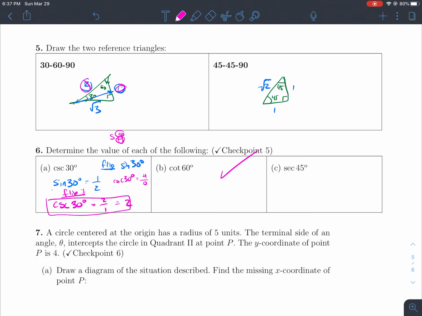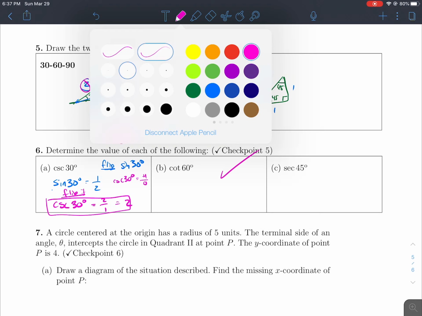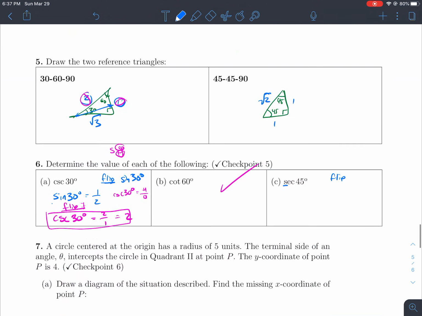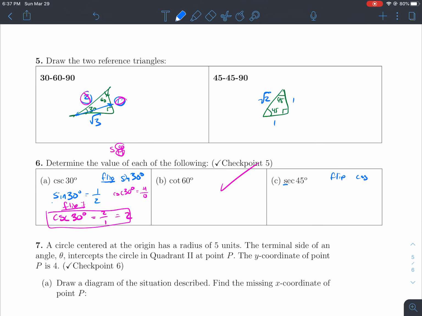Let's skip this one and you can do that. For secant of 45, secant is the flip, and you can keep looking these up back here. Secant is the flip of cosine. Cosine is usually adjacent over hypotenuse. So secant of 45 degrees is going to be hypotenuse divided by adjacent, the flip of that. So secant of 45 degrees is equal to square root of 2 over 1, which is just square root of 2.